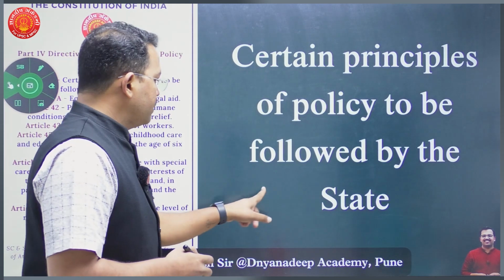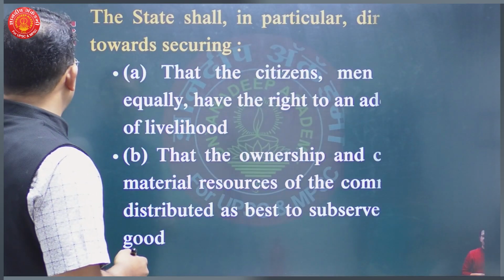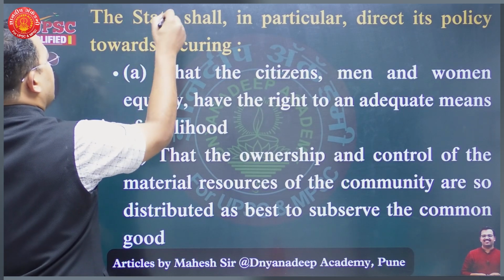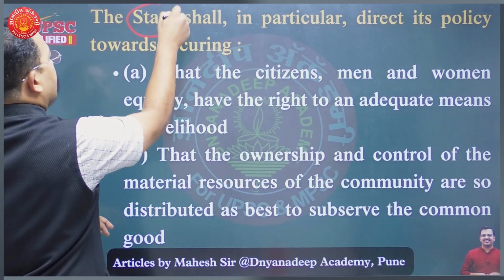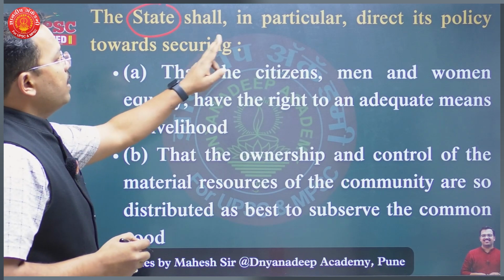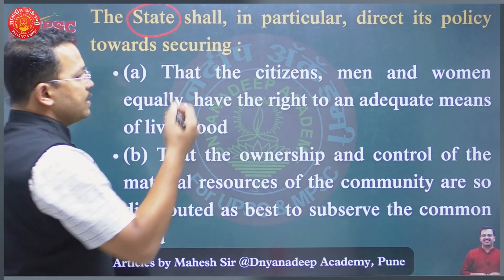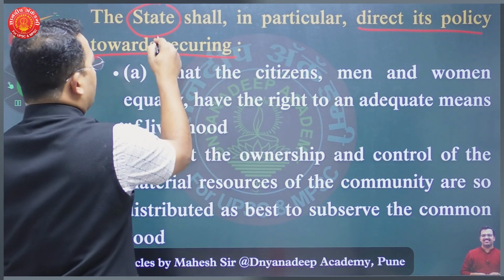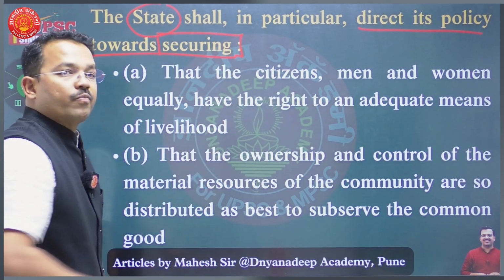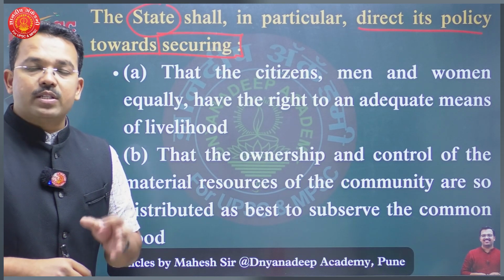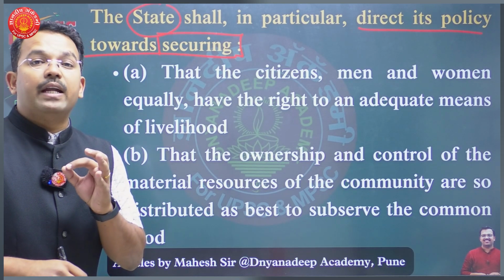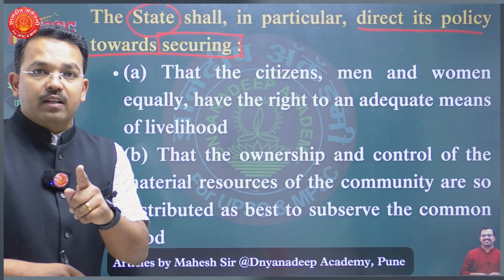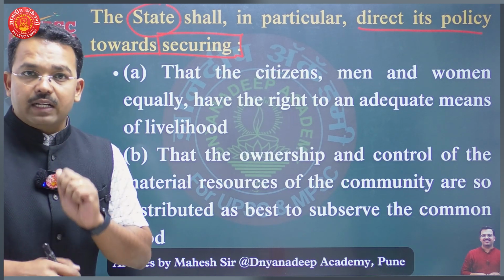What does it say? See very clearly. The first clause says: the state, that is given in Article 36 or 12, shall in particular direct its policy, that is it will give direction to its policy, towards securing. So what the state wants to achieve through these DPSP is being made clear by Article 39. What is the objective of the state is being made clear in Article 39.